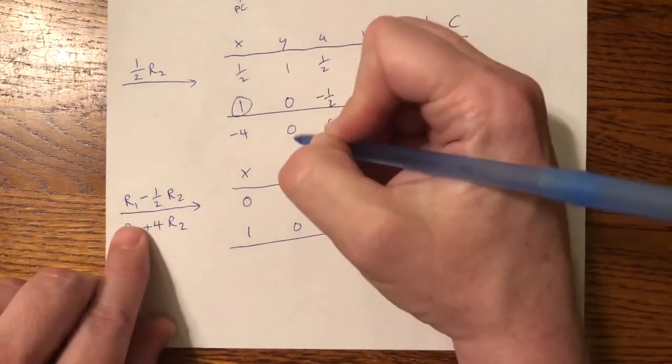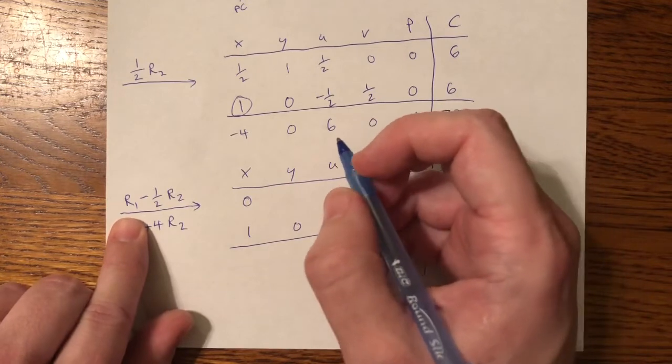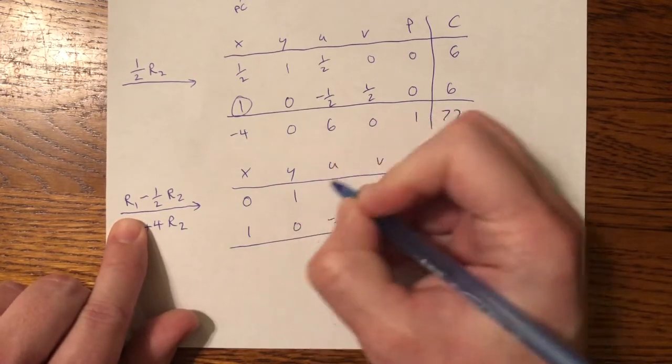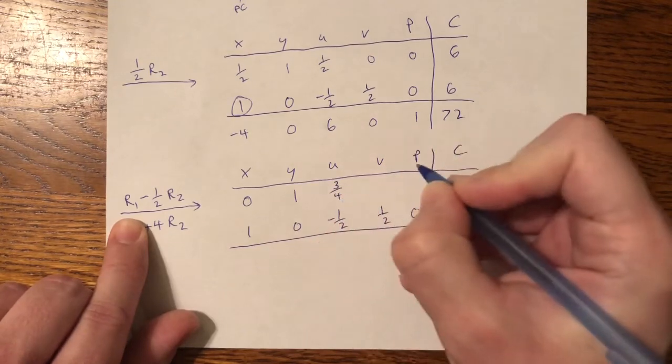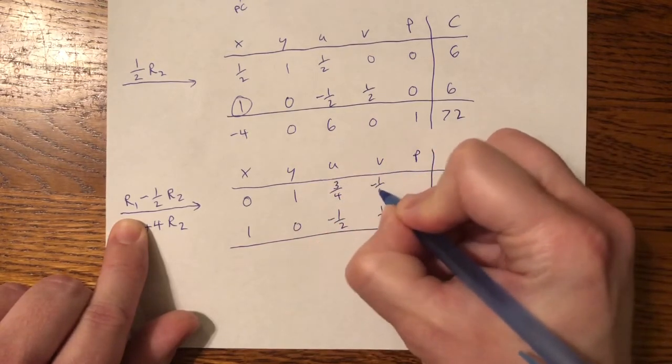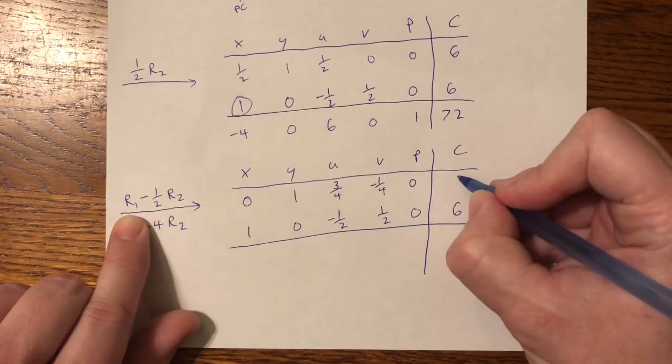All right, and you continue to perform these row operations as you go from left to right, okay? So what will we get here? We get a 1, then we get a what? We get 3/4, I believe. And then we get a negative 1/4. Then we get 0. And then we get what? I'll go ahead and walk you through this one.